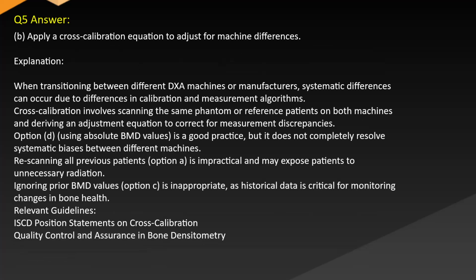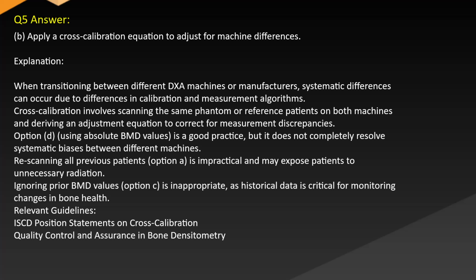Answer B. Apply a cross-calibration equation to adjust for machine differences. Explanation: when transitioning between different DXA machines or manufacturers, systematic differences can occur due to differences in calibration and measurement algorithms. Cross-calibration involves scanning the same phantom or reference patients on both machines and deriving an adjustment equation to correct for measurement discrepancies.